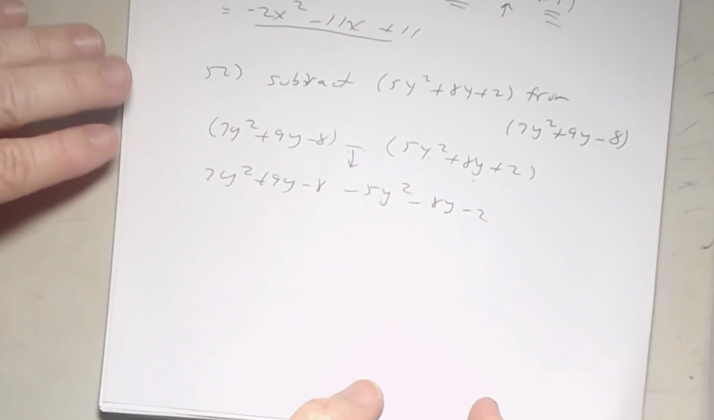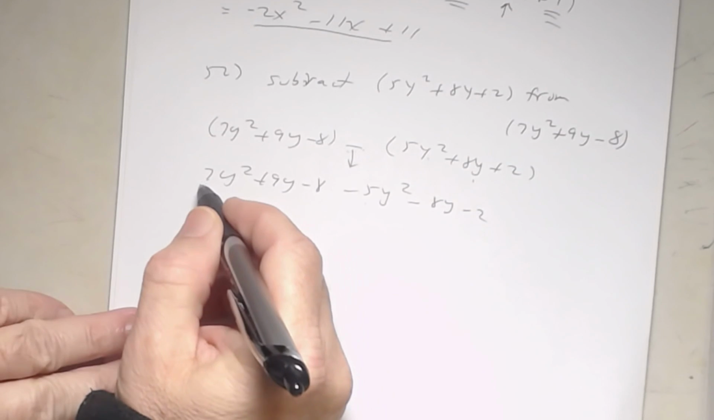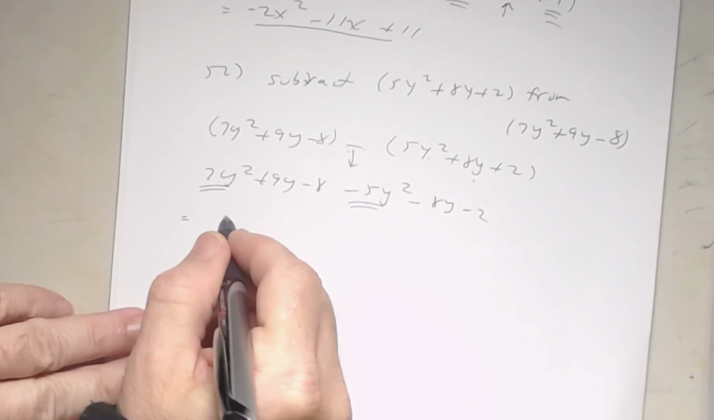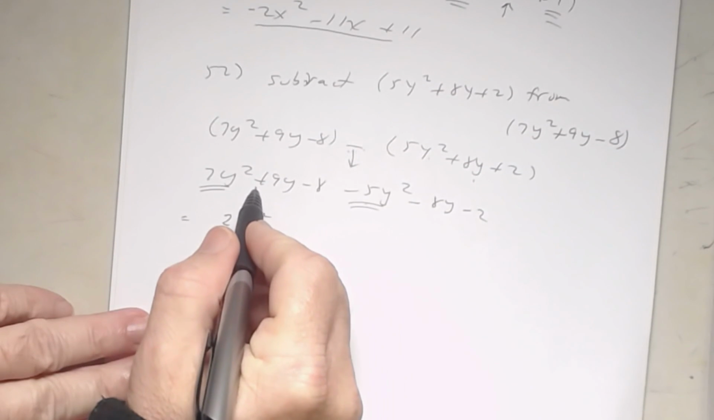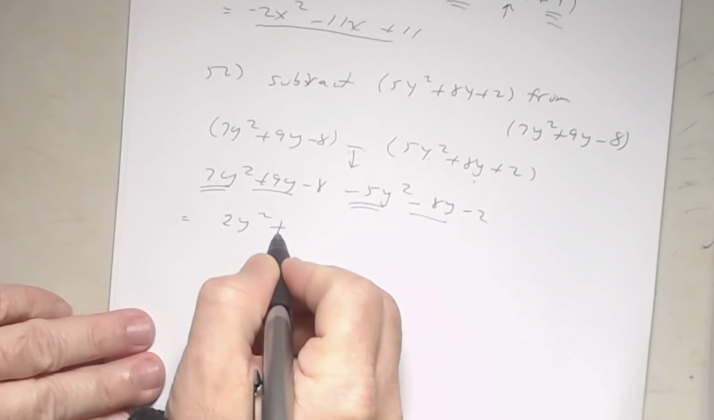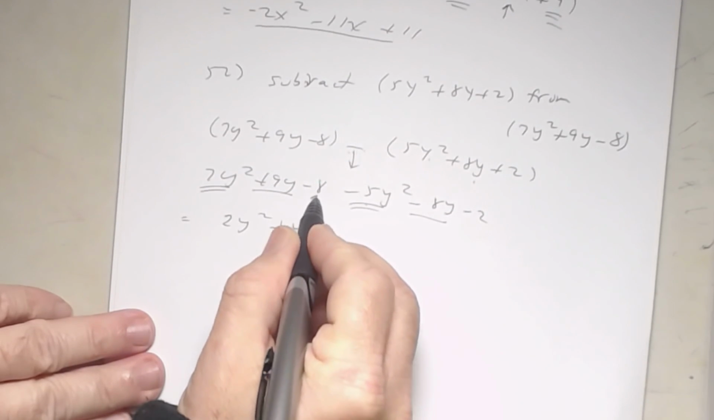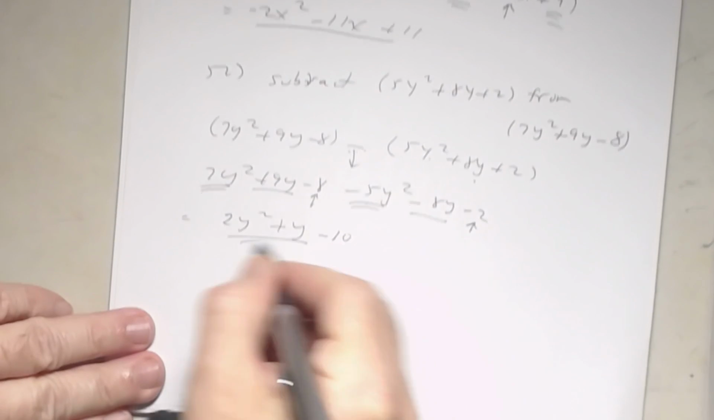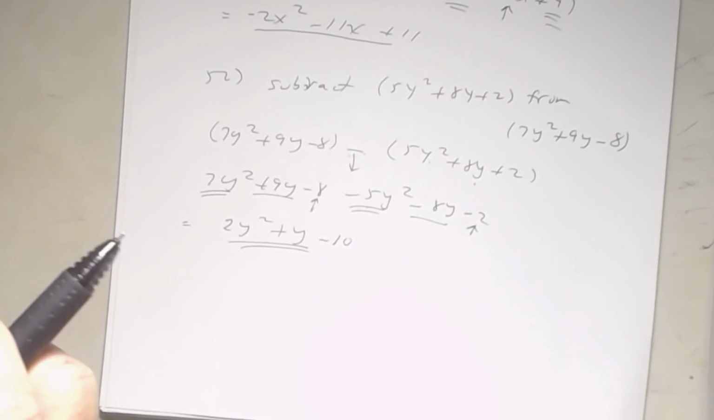All right. And then combine like terms. What's a 7y squared and a negative 5y squared? 2y squared. What's a 9y and a negative 8y? Y. Okay. And then what's a negative 8 and a negative 2? Negative 10. All right, so there's your answer.